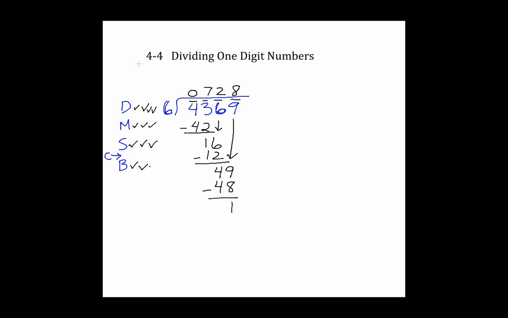It is. Is there anything left to bring down? Nope, there's not. At this point I ask, does every number in the house have a number above it? And it does. So that means the problem is over. I have 1 left over. So I would write that with a little r standing for remainder 1. Now I know you think the problem's over, but in my class you have to check your work.